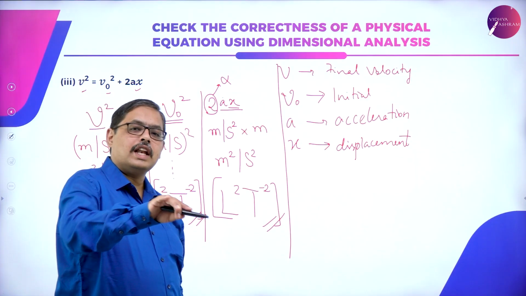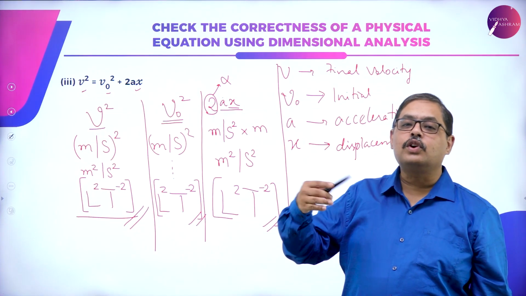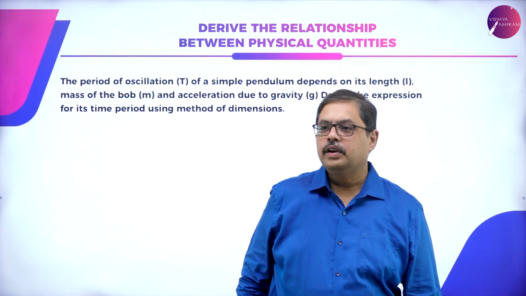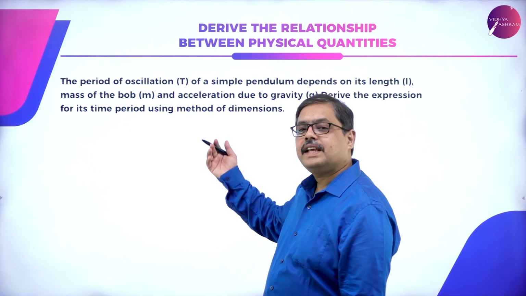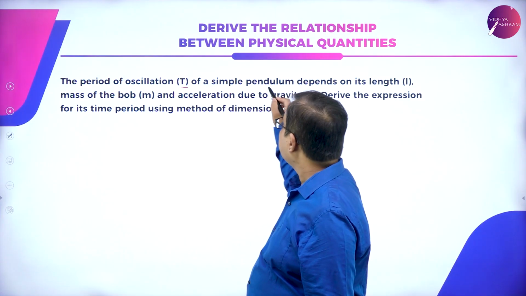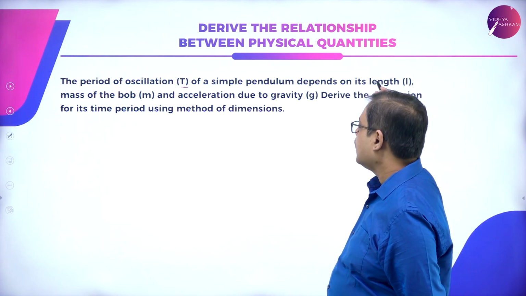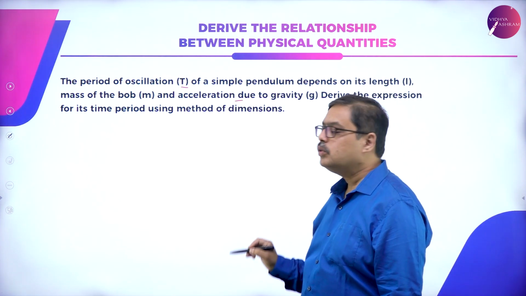Now, is this the only application of dimensions, checking the correctness? No, you can also derive certain relations. Let us now try to derive the relation between some physical quantities. Let us take the example of the period of oscillation of a simple pendulum. The period of oscillation T depends upon the length, the mass of the bob, and the acceleration due to gravity.